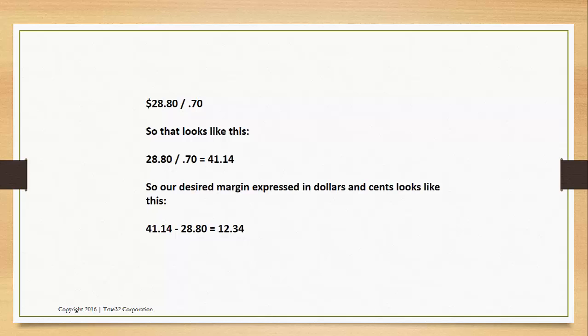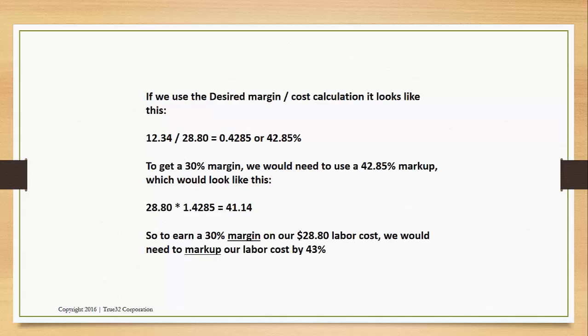$28.80 divided by 0.70 equals 41.14, and that would express out as $41.14. So our desired margin expressed in dollars and cents looks like this: 41.14 minus 28.80 equals $12.34. $12.34 is the markup. If we use the desired margin divided by cost calculation, it looks like this: 12.34 divided by 28.80 equals 0.4285 or 42.85%.